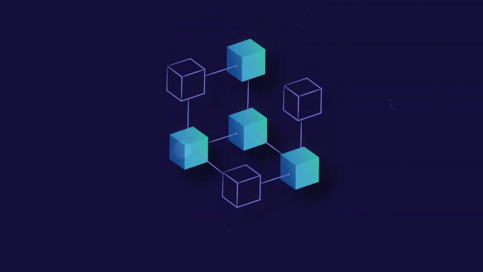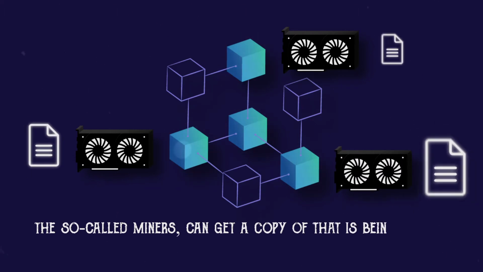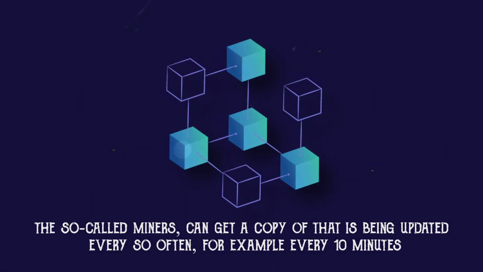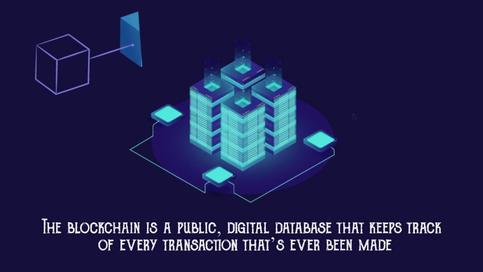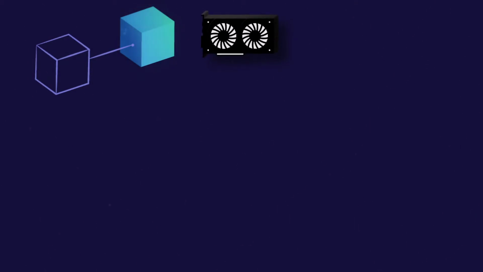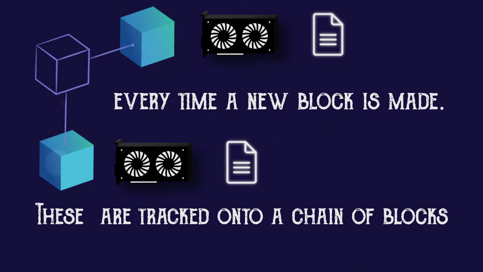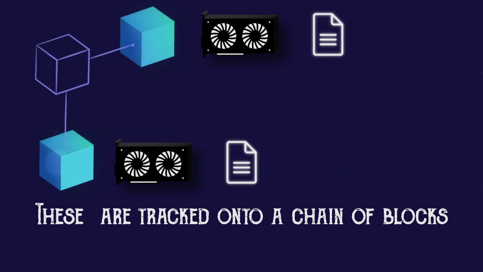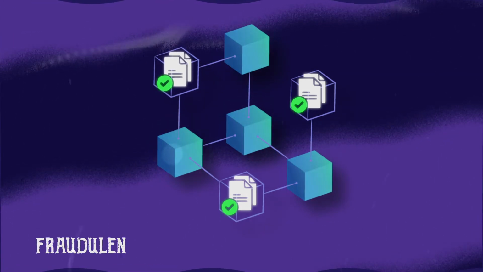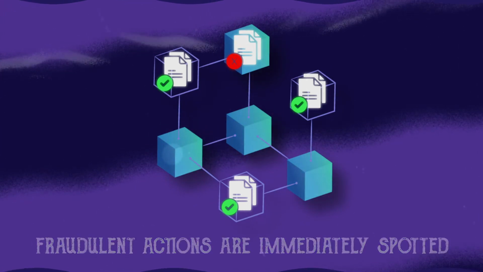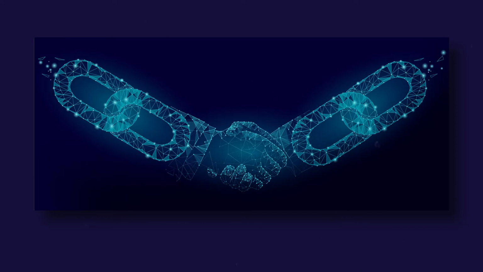In that way, the blockchain keeps track of a trustworthy accounting by means of a network of computers, where everyone, also the so-called miners, gets a copy that is being updated, for example, every 10 minutes. The blockchain is a public digital database that keeps track of every transaction that has ever been made, the so-called digital accounting system. New transactions are added to new cash books every time a new block is made. These are tracked onto the chain of blocks. That's where the name blockchain comes from. It's pretty easy as that. Because the whole network of participants keeps a copy of the whole ledger that is constantly being refreshed, fraudulent actions are immediately spotted by the system and banned. What also makes this technology revolutionary is that you can use it for almost any transaction or arrangement and trust it to be correct.